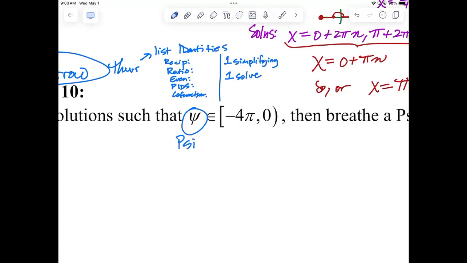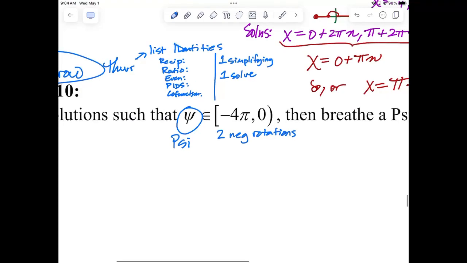So notice that's two negative rotations. Now, guess how we're going to find the values in two negative rotations? We're going to find all the positive ones within one positive rotation. That's our wheelhouse or comfort zone. And then I'm just going to subtract two rotations from each of those.